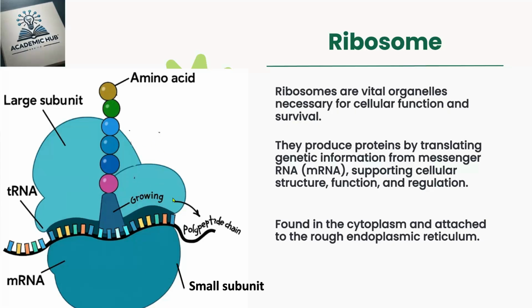Now we will discuss ribosomes and their functions. As we all know, ribosomes are important organelles in both prokaryotic and eukaryotic cells. Ribosomes play a central role in protein synthesis. Despite their small size, they are essential for cellular function and survival. Without ribosomes, a cell would be unable to produce proteins, which are necessary for growth, repair, and regulation of biological activities.